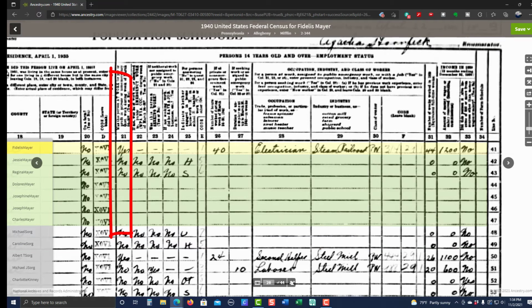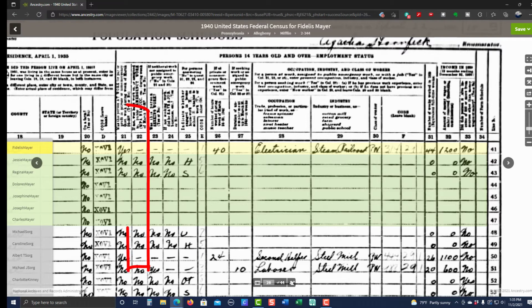So over here in column 21, it asks, and I will read this as it's listed up top of the column there, was this person at work for pay or profit in private or non-emergency government work during the week of March 24th through 30th? And of course the answer is yes or no. See, Fidelis, yes, he was. His wife was not, his oldest daughter was not, and of course the other minor children were not. See, Michael Sorg, on the other hand, was not employed at that time. So then they ask for more information.